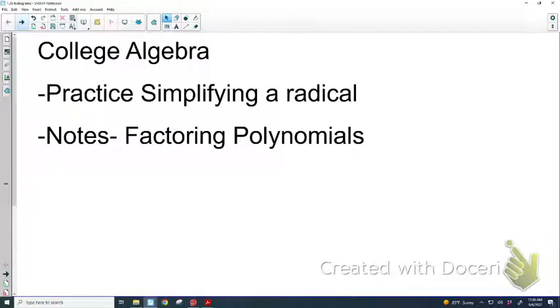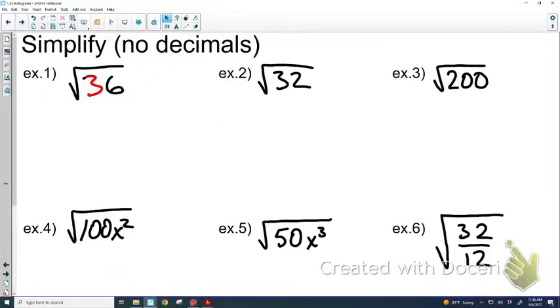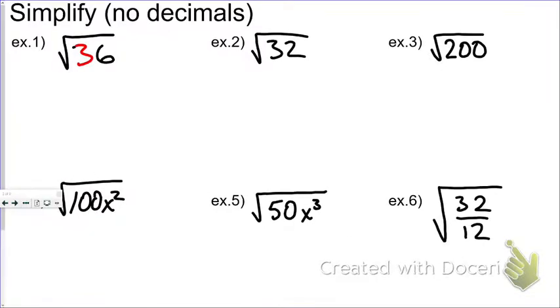In college algebra today, we practiced simplifying the radical, and then we looked at the beginning of how to factor. To practice simplifying the radical, we had these 6 examples here, and we practiced them. So maybe hit pause and see if you can simplify them without help, and then look and see how I did it. The main thing here is we do not want decimals.